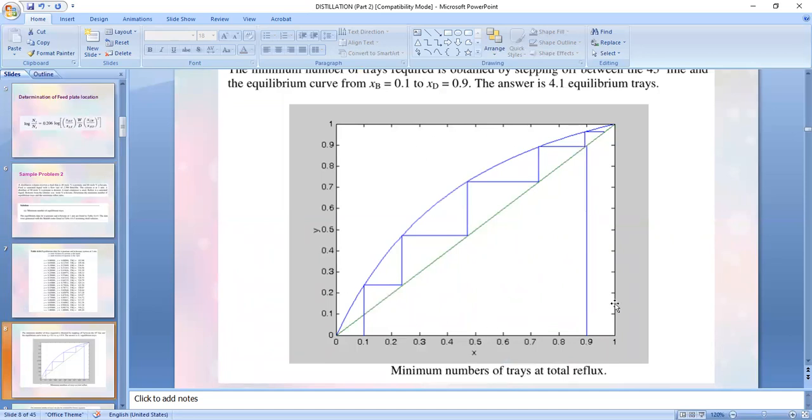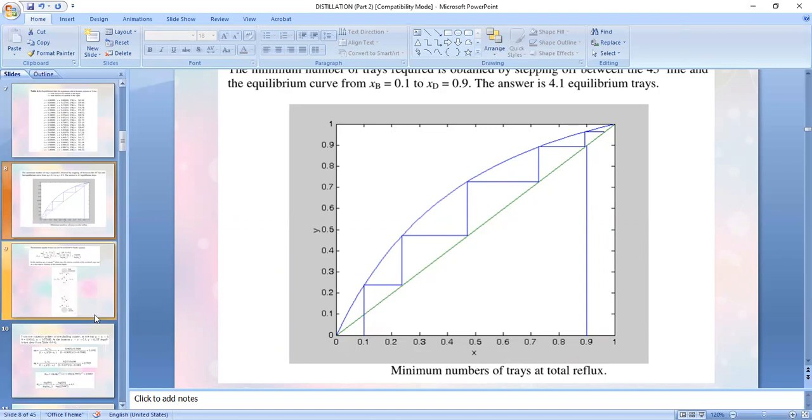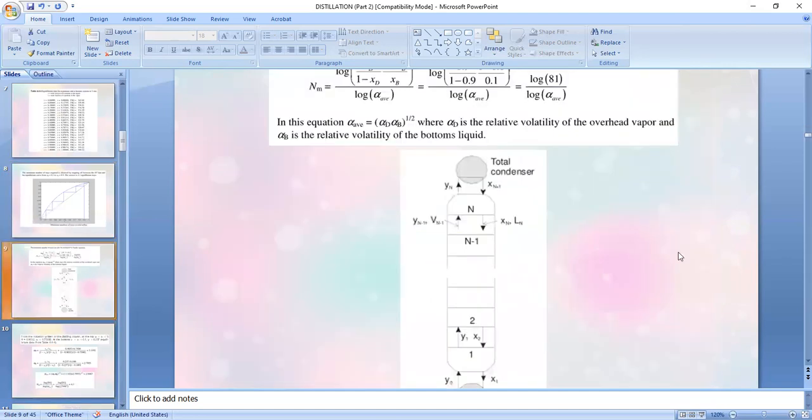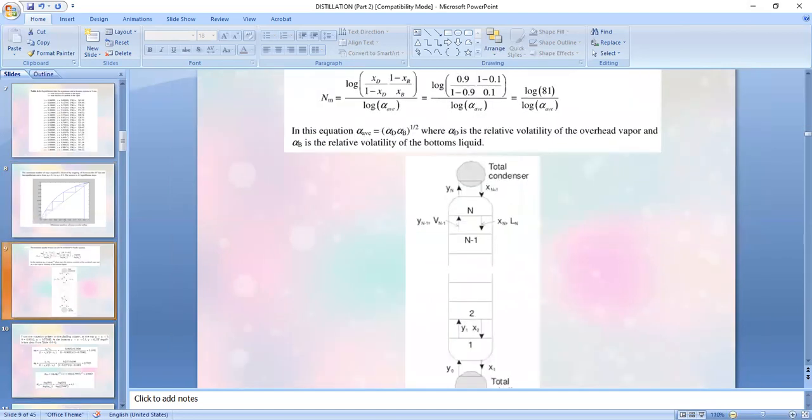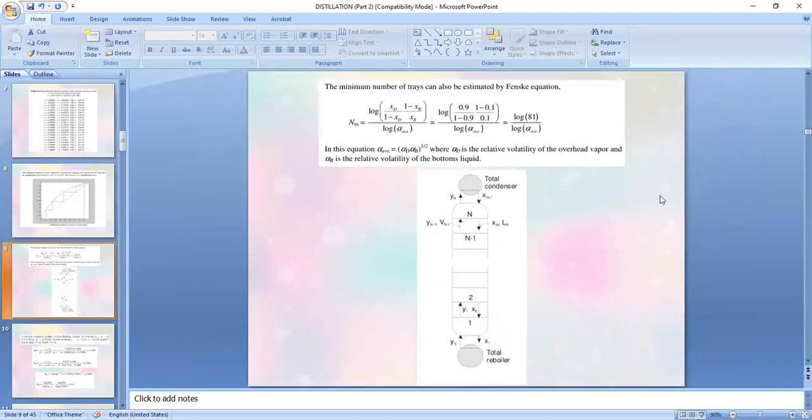Okay, that's it. Now, how about if you're going to determine the minimum number of stages analytically? Of course, you're going to use Fenske's equation. Now, what is this Fenske's equation? Let me just scroll up. If you're going to use Fenske's equation, this was shown to you also. This is Fenske's equation, but it's too small. Let me try to have this projected. Can you see, class, if it's projected?